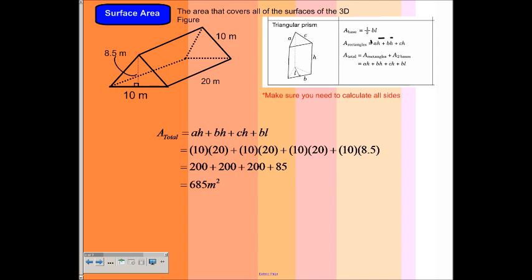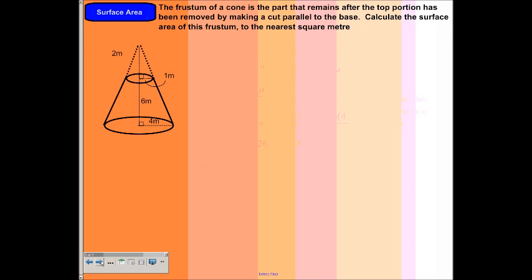Okay, so make sure you calculate all the sides. Sometimes with word problems, they leave out the back or they leave out one of the sides. So make sure as soon as you see a rectangular prism, you don't necessarily go to the total formula, and that you actually take a look and see what the question's asking you to find.